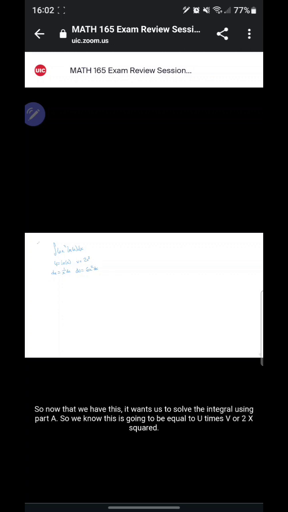So now we have this, it wants us to solve the integral using part A. So we know this is going to be equal to u times v, or 2x cubed ln x, minus the integral of v du, which is going to be 2x cubed times 1 over x dx, which we can really rewrite as just 2x squared dx. We take the integral, and it's going to be 2/3 x cubed. So ultimately we get 2x cubed ln x minus 2 over 3 x cubed plus c.